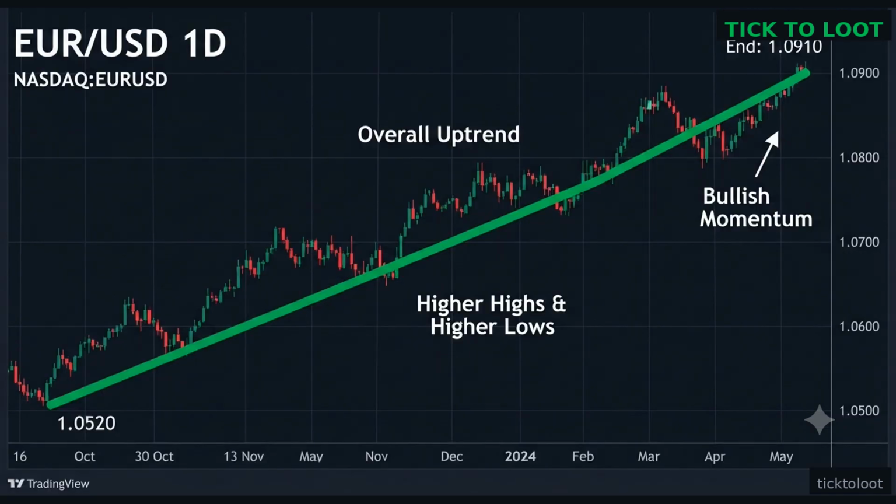As you switch between the different chart types, notice how each one gives you a different perspective on the market. The line chart gives you a clear view of the overall trend, while the bar chart and candlestick chart give you more detailed information about the price action.